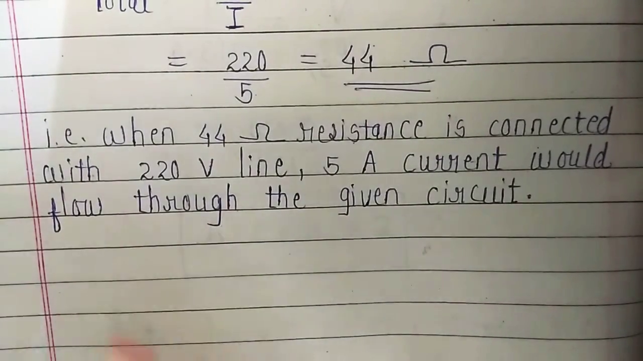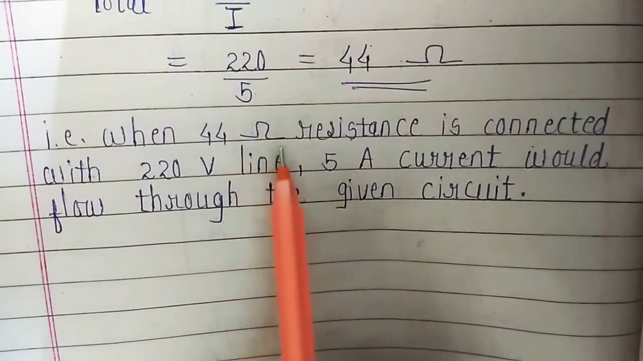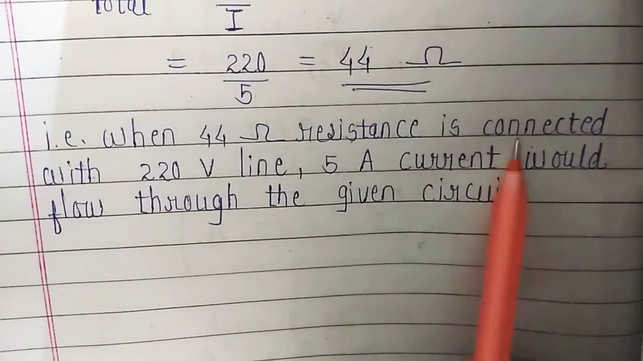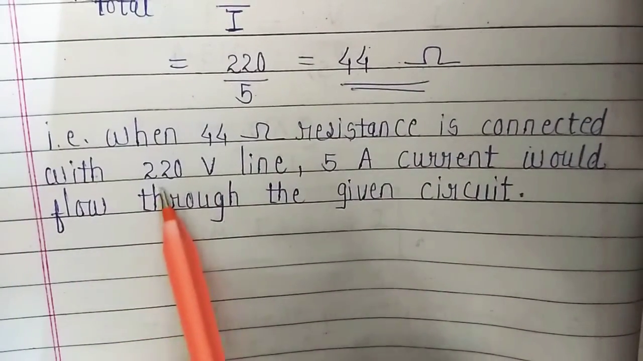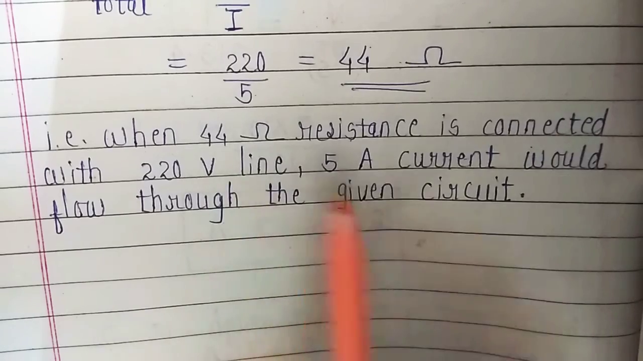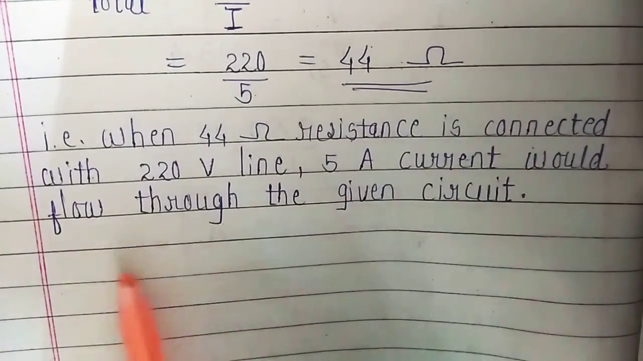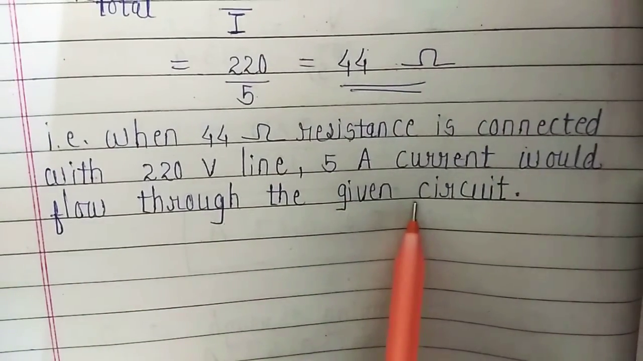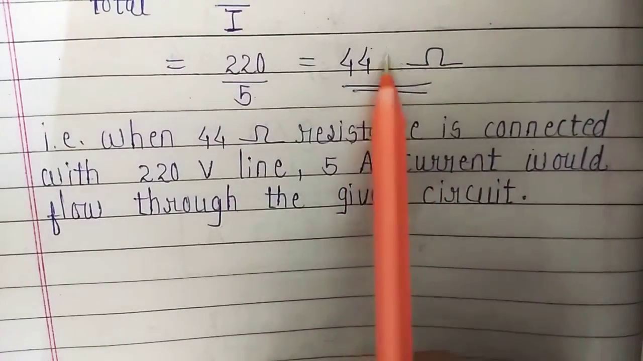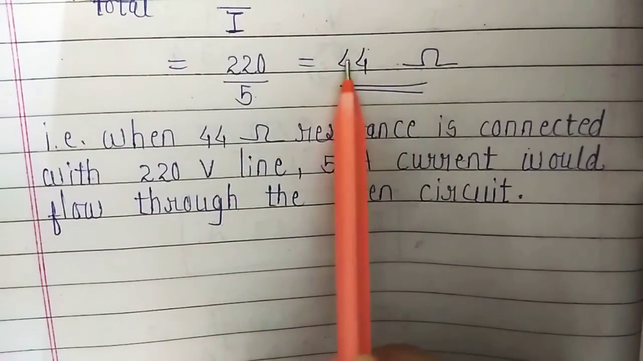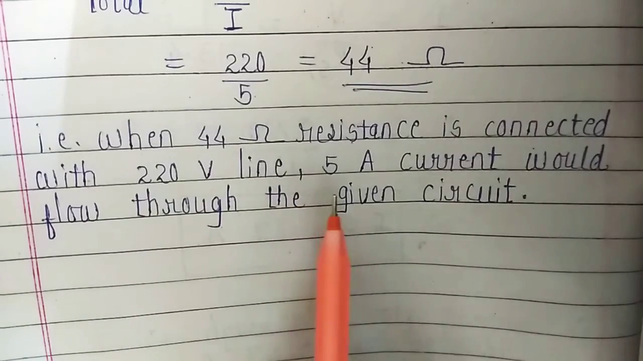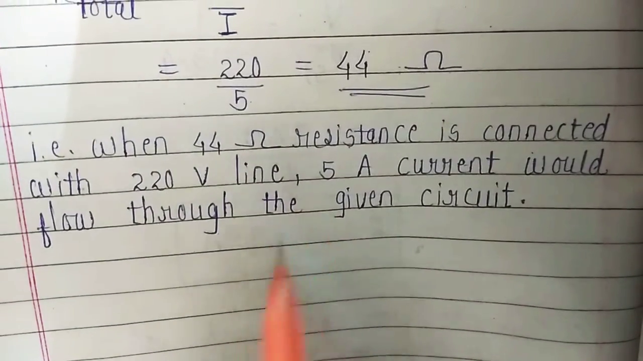What does this mean? This means when 44 ohm resistance is connected with a 220 volt line, 5 ampere current would flow through the given circuit. So when this much 44 ohm resistance is there, then only 5 ampere current will flow through the circuit.